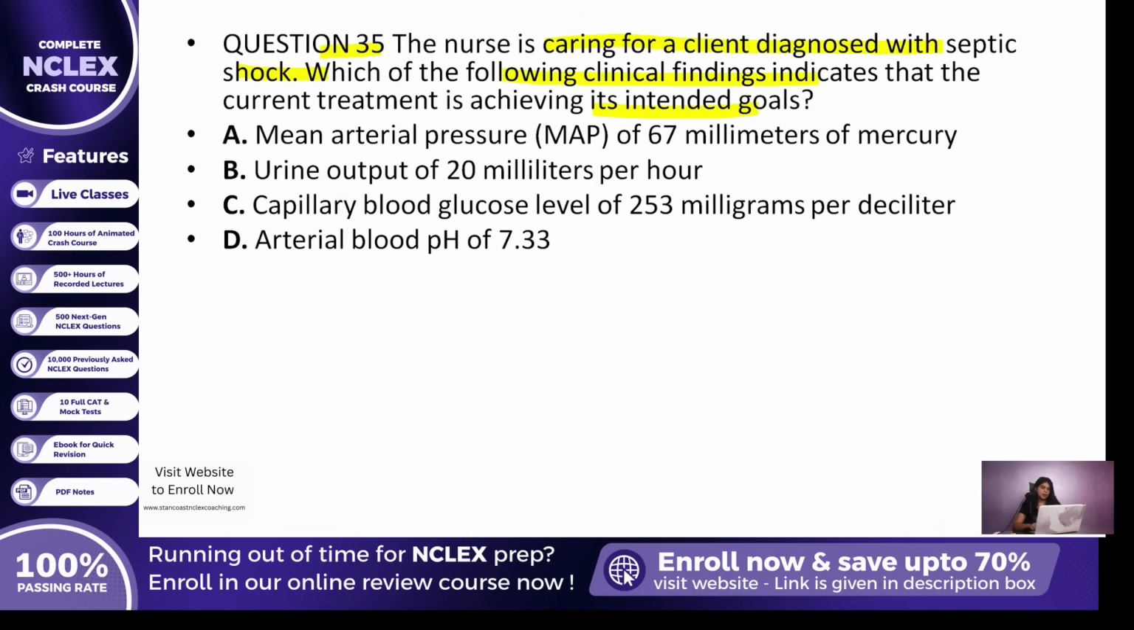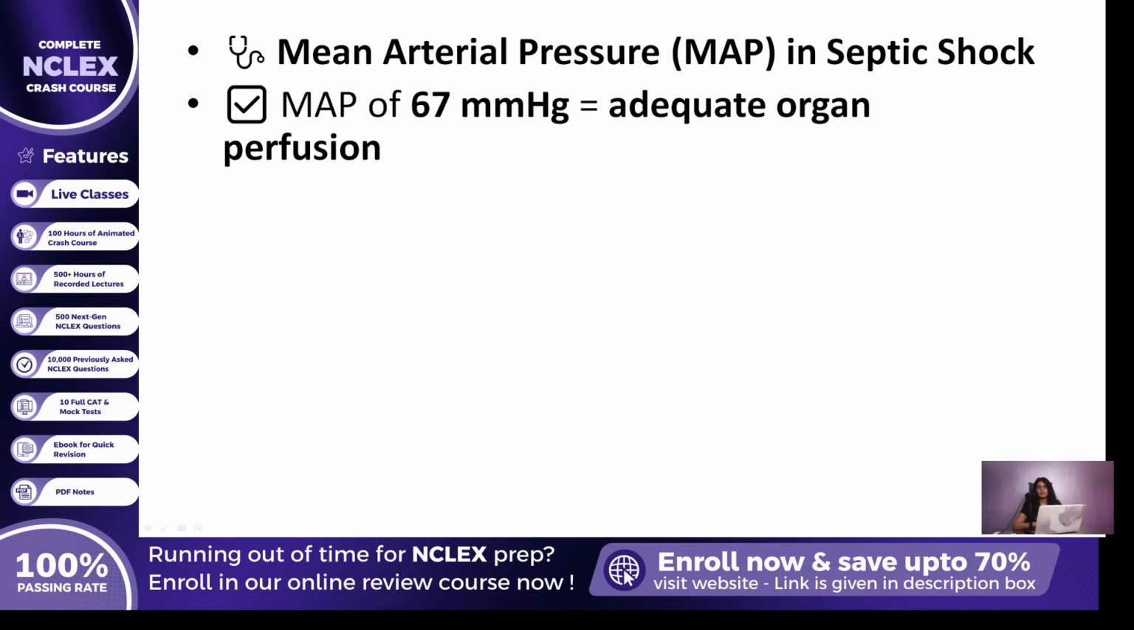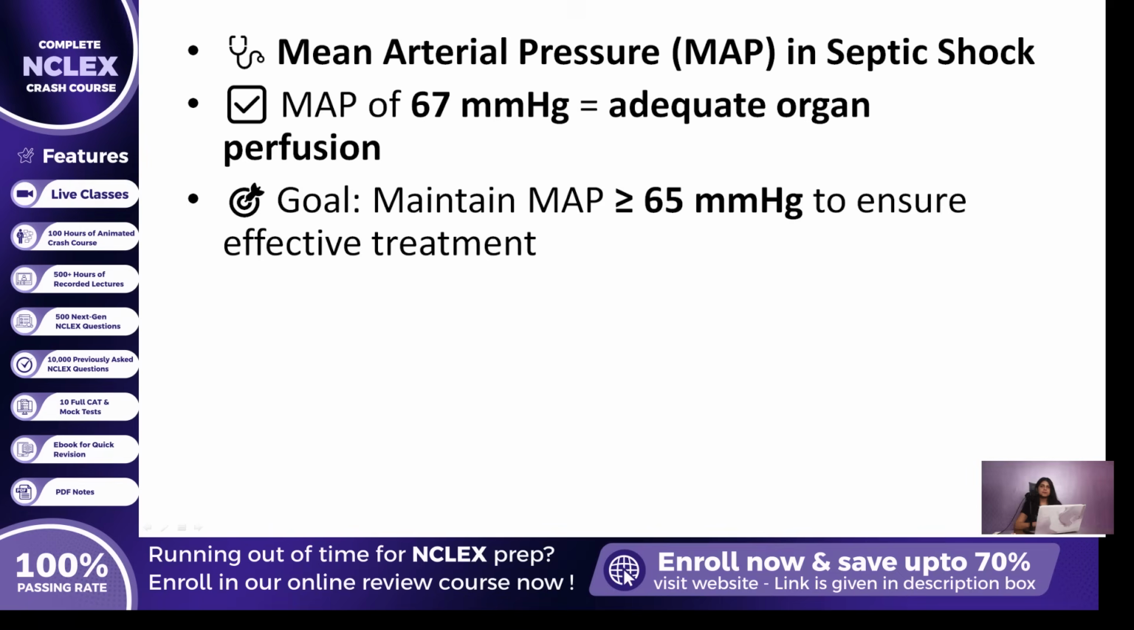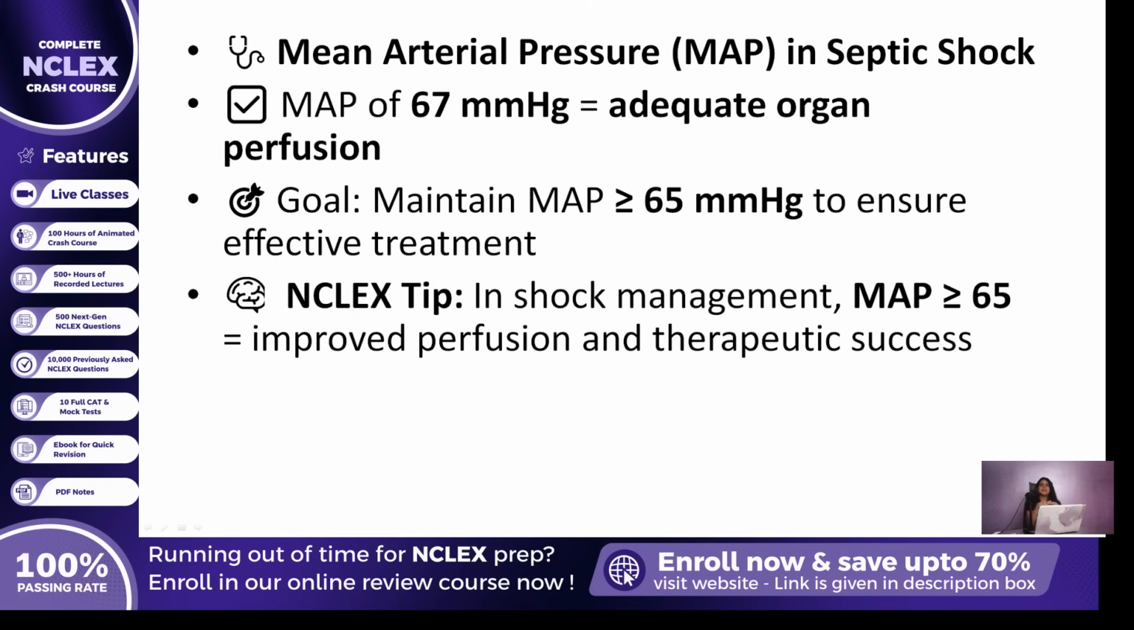The correct answer is Option A. Mean arterial pressure of 67 millimeters of mercury. A mean arterial pressure of 65 or above indicates that organ perfusion is being maintained, which is a primary goal in managing septic shock. In short, maintaining a mean arterial pressure above 65 millimeters of mercury confirms that perfusion is improving and treatment is effective.